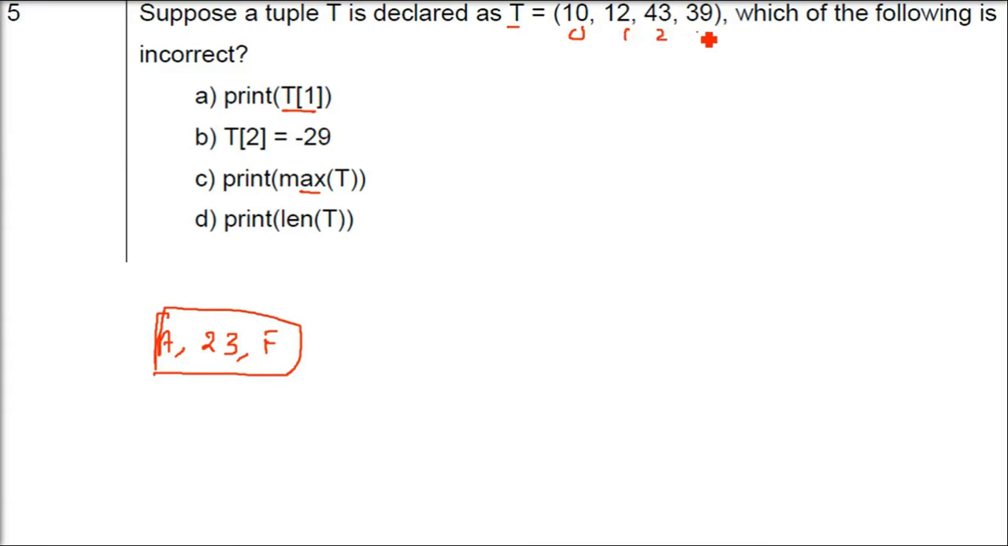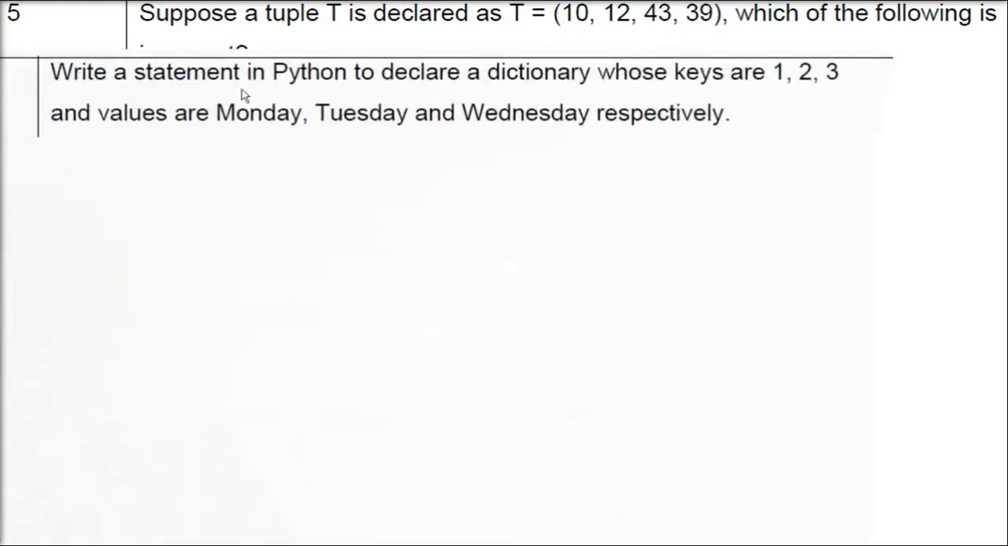Print T[1]: if I give the index, 12 will be printed. What about print max(T)? 39 is maximum, so 39 will be printed. Length: how many numbers are there? 4, so 4 will be printed. What about T[2] = 29? If you type this and run this program, you will see there will be an error. Why is this an error? Because a tuple is immutable.